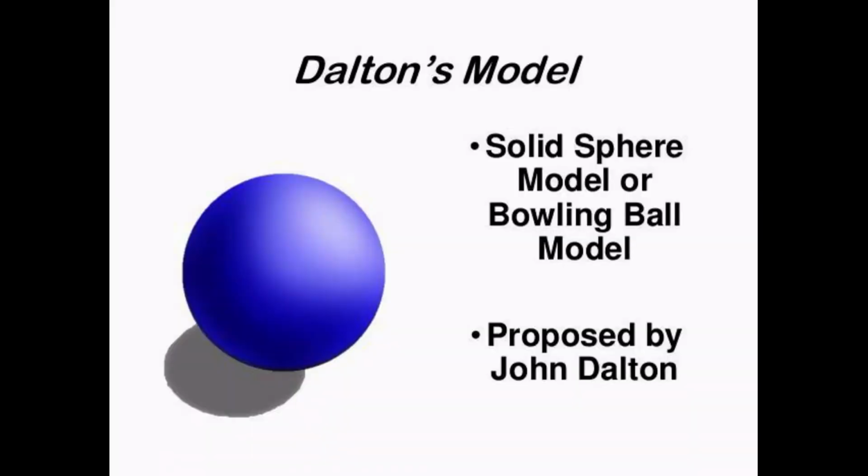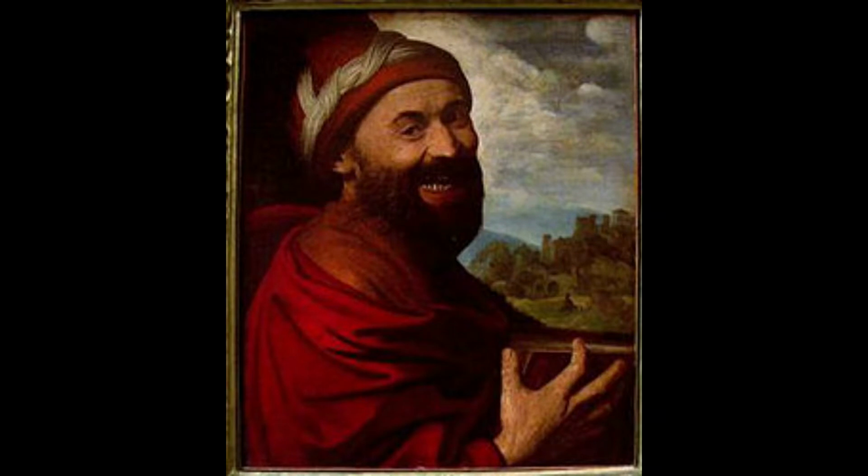Through the years, there have been many atomic models. To understand the modern atomic model, we must understand the old atomic model. Democritus was the first one to conceive of the idea of an atom. Instead of having an atomic model, Democritus proposed a thought experiment.